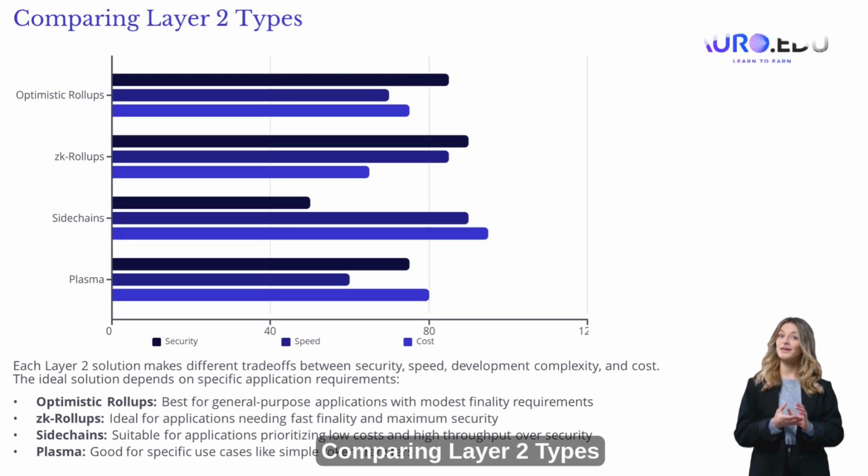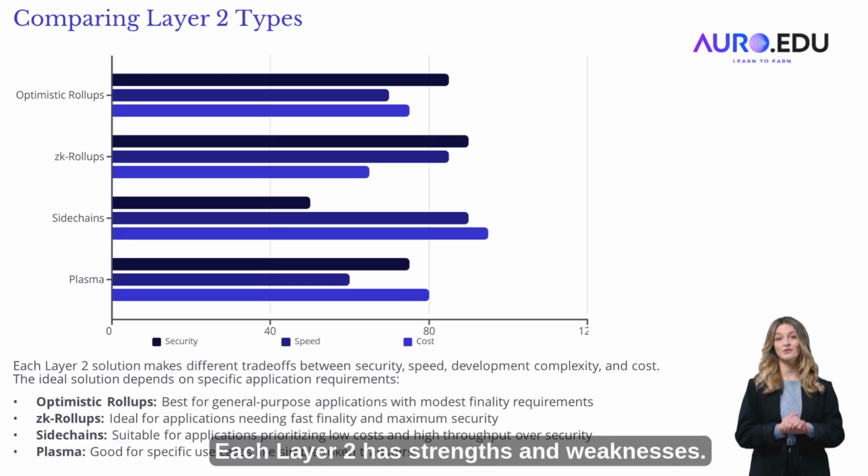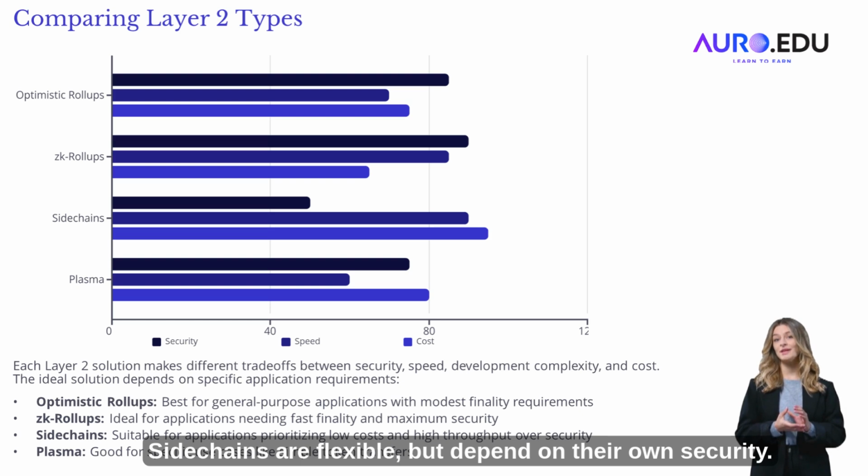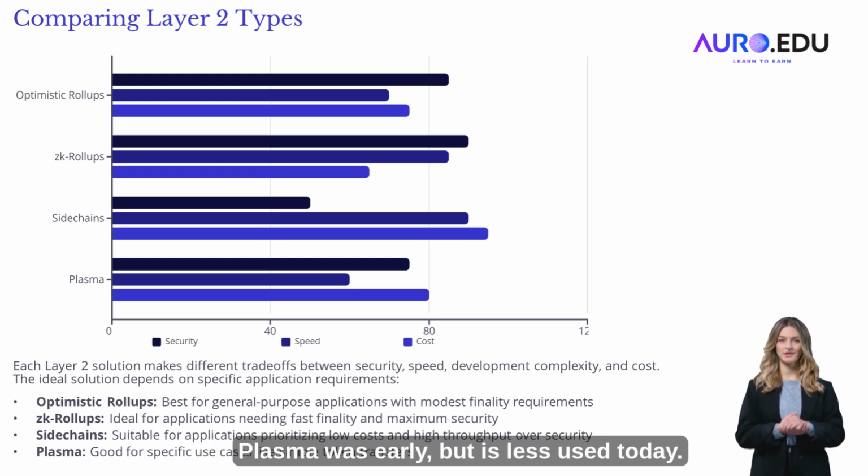Comparing Layer 2 types. Each Layer 2 has strengths and weaknesses. Optimistic rollups are easier but slower to finalize. ZK rollups are faster and safer but harder to build. Sidechains are flexible but depend on their own security. Plasma was early but is less used today. In the end, many solutions will coexist.